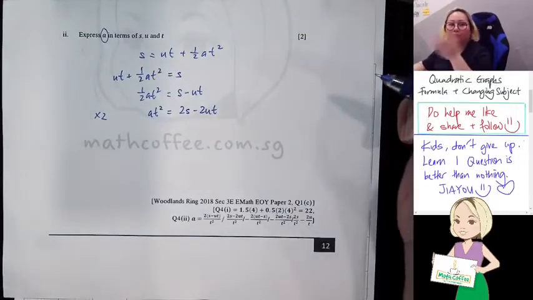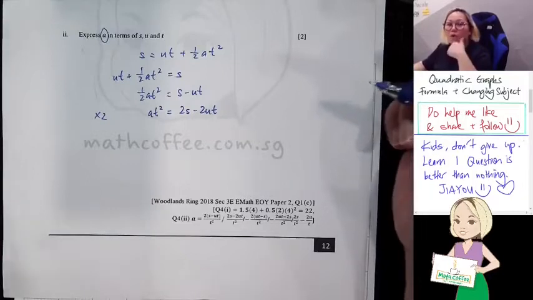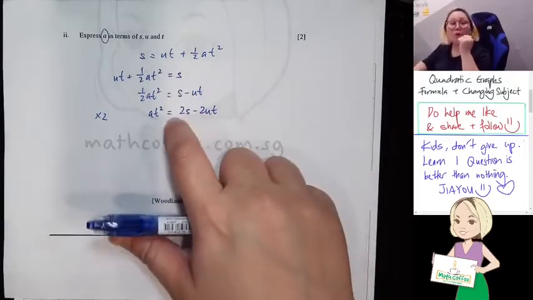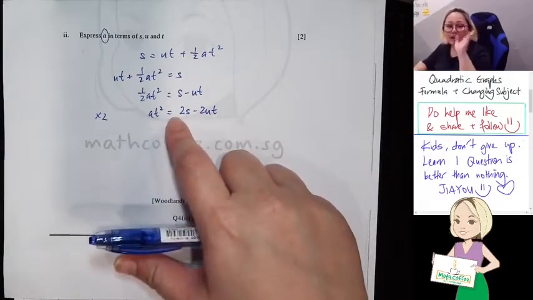What I did was times 2 because there's a half there. You can only times a number throughout when it's an equation. Equation means you see an equal sign, then you can do that. Don't do that for an expression.